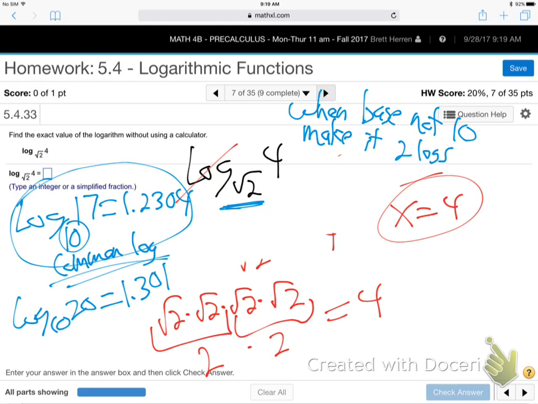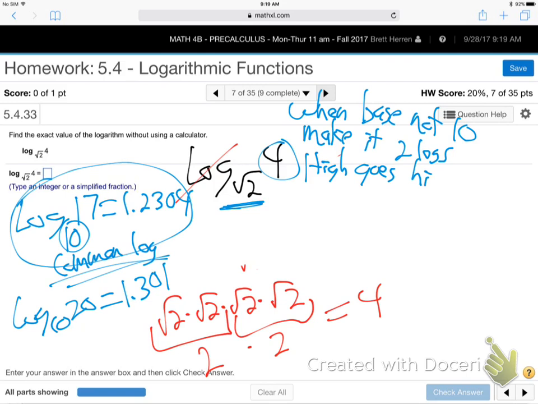Let me get this out of the way here. Make it 2 logs, and this one is higher up. The high goes high, the low goes low. This is the lower one. The low goes 2 logs divided, I should say. 2 logs divided. The high goes high, the low goes low.